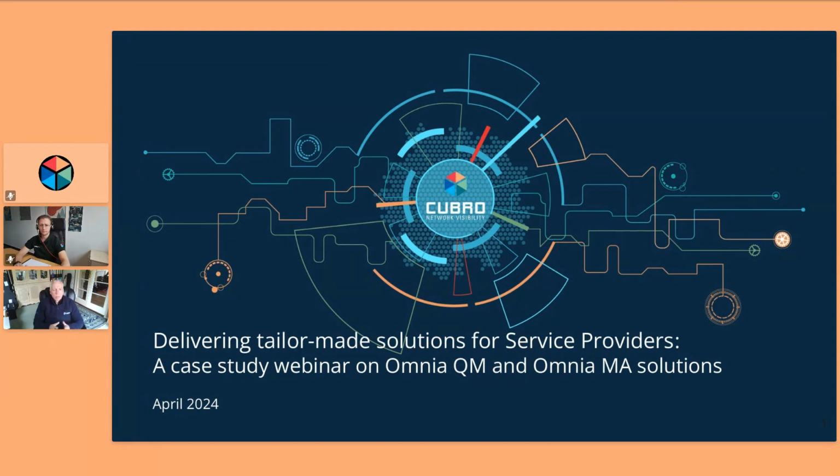As you know, we'll be covering and describing a case study to you about a deployment of our Omnia QM and Omnia MA solutions. Those are technologies that are able to generate and optimize CDR metadata, and also measure the performance of a number of network components such as base stations and so on.